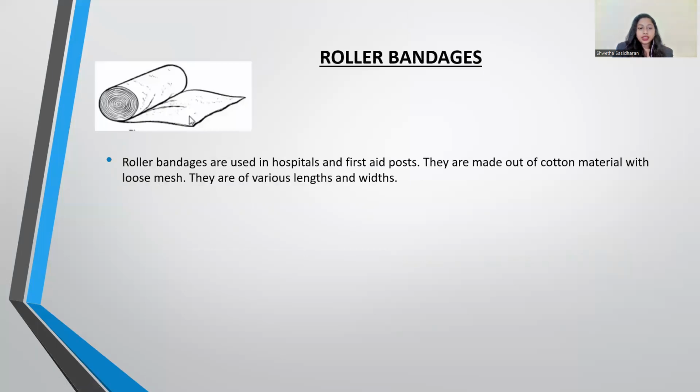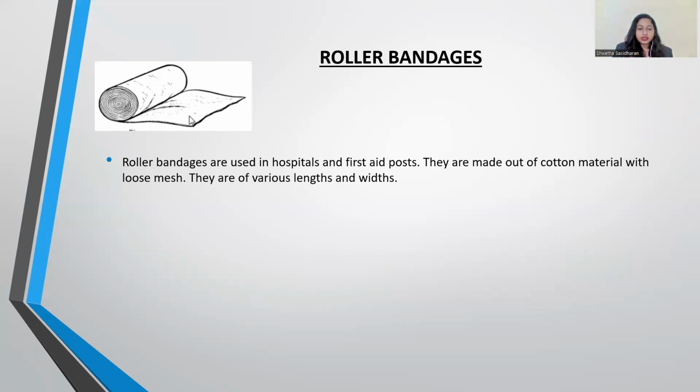Next up are the roller bandages. Roller bandages are used in the hospital and the first aid post. They are made out of cotton material with a loose mesh, and there are various lengths and widths for various sizes and shapes of areas. For example, for a finger the roller bandage will be smaller in size, and for bigger joints, for example the knee, they will use a bigger roller bandage.